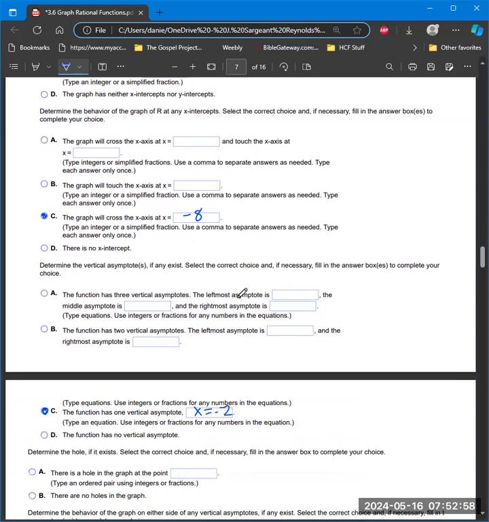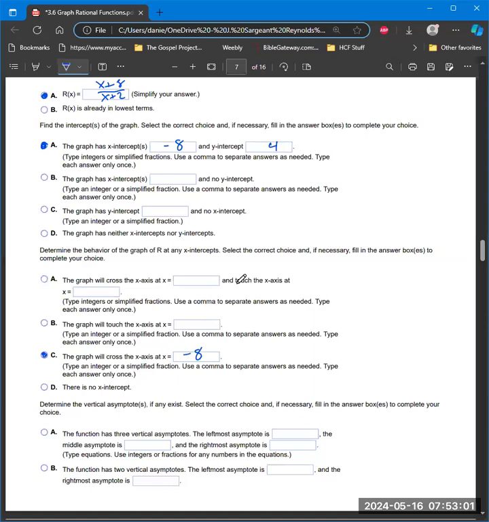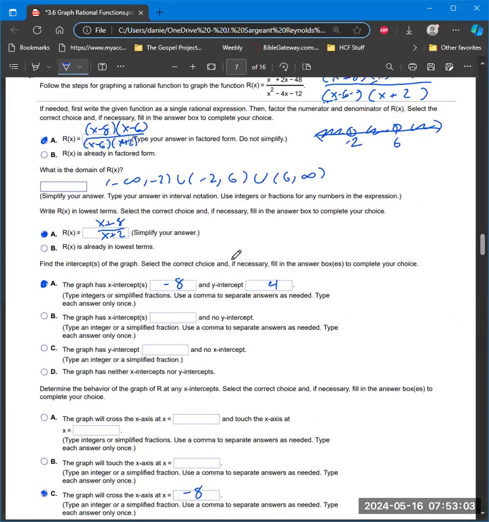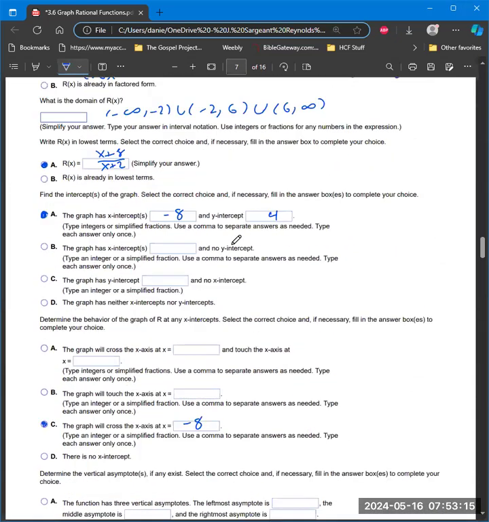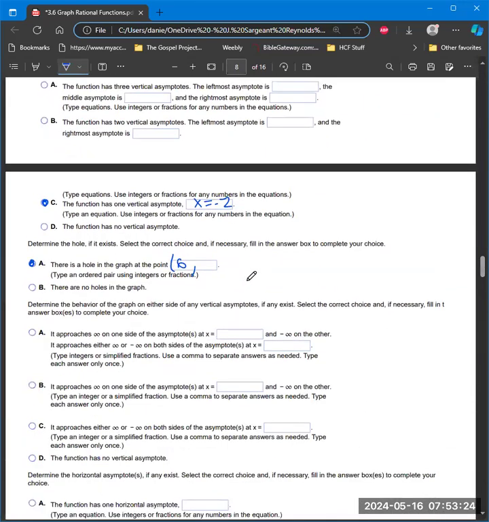There is going to be a hole in the graph at x equals 6. And we'll have to plug that 6 back into the simplified form to see what the y coordinate would be. That would be 14 over 8, which is 7 over 4. So (6, 7/4) is where my hole is.